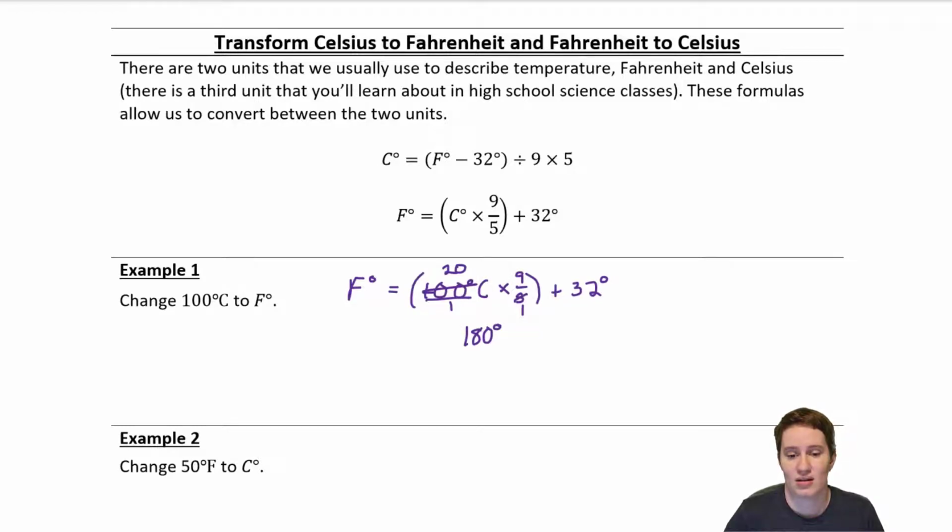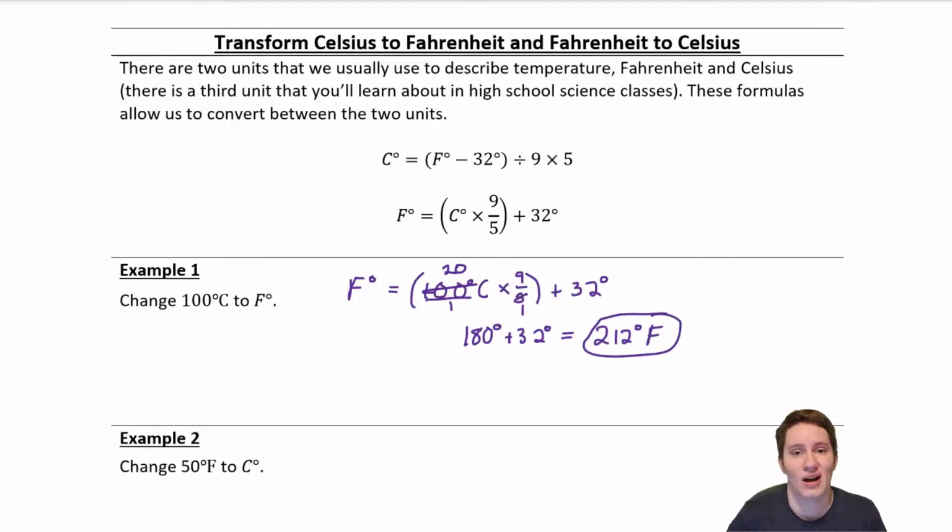And there's just ones on the bottom. 1 times 1 is 1. So this would be 180. We're going to add to that 32 degrees. So 180 plus 32 is 212, which I don't know why I keep forgetting about this as I work through the problem.